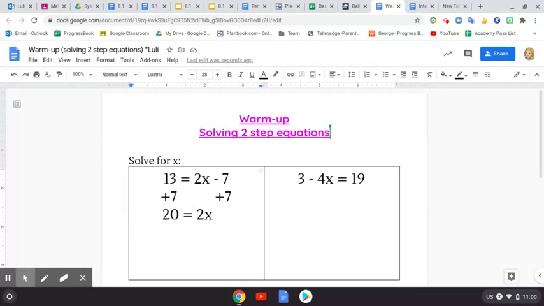Now we have our x right here. We need to get rid of that times 2. The inverse operation of times 2 is divided by 2. So we're going to divide both sides by 2, because we have to do the same thing on both sides of the equation.